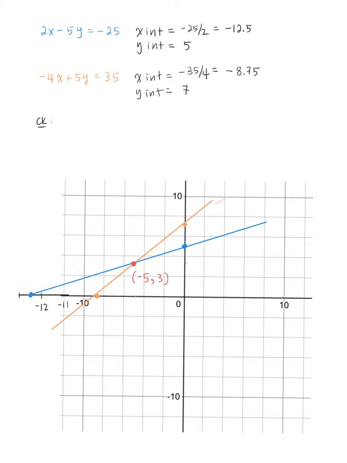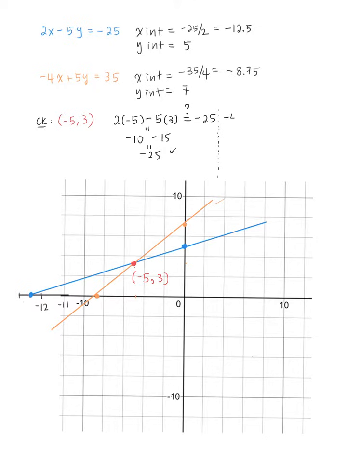Okay, so we're going to check. Let me just write down the ordered pair, negative 5, 3. Please let it work. So let's go with 2 times negative 5 minus 5 times 3. Is that going to give us negative 25? So the left hand side is going to be negative 10 minus 15. Yes, so this is negative 25. So it matches up. Now let's take the second equation.